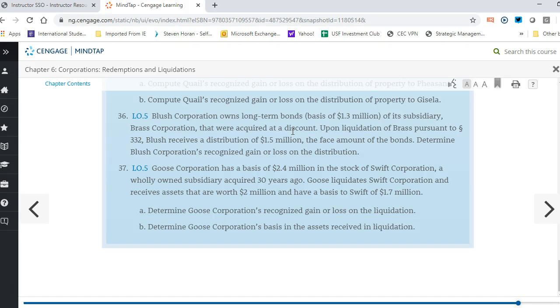Okay, so if it's debt, like which a bond is, you can recognize gain or loss on the settlement of debt in a parent-subsidiary relationship. So Blush bought the bonds for $1.3 million, received $1.5 million to liquidate the bonds. They do have a gain, a realized capital gain of $200,000. That is allowed. Okay, so because it's a settlement of debt, that was the key with 36 and how 36 is different than 35. Okay, I'm skipping 37, so let's do one more problem, then we'll be done.